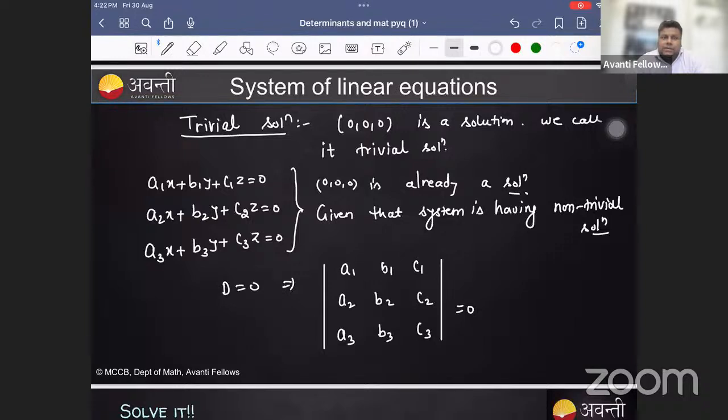Am I clear? So this is very important. Most of the questions are asked from this particular concept only. That they are saying system is having non-trivial solution, and it's quite visible that system is having trivial solution. That means system will be having infinite number of solutions. So you just need to make D 0. So the determinant of A1, B1, C1, A2, B2, C2, A3, B3, C3 will be 0. Got it? Just absorb it quickly.